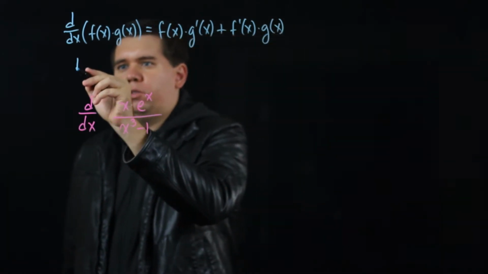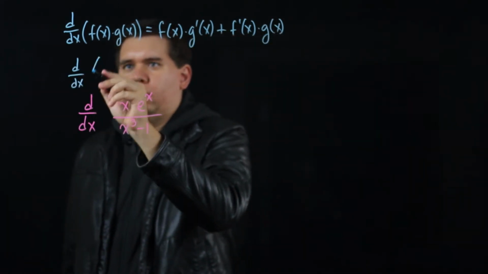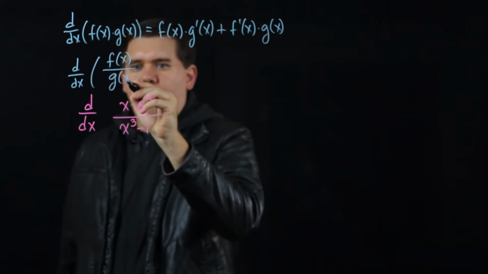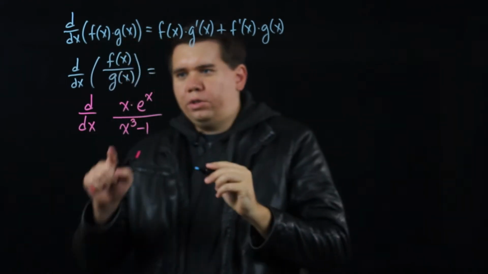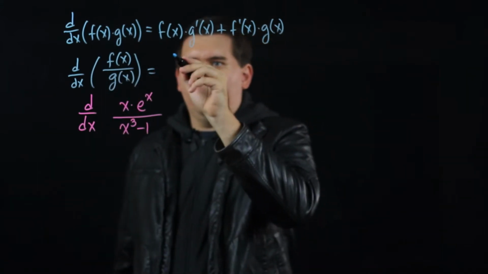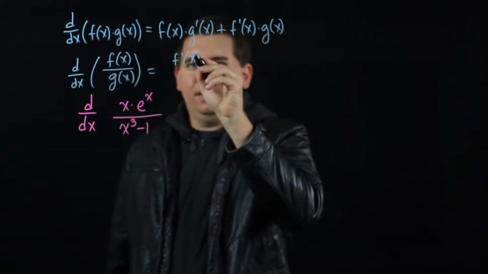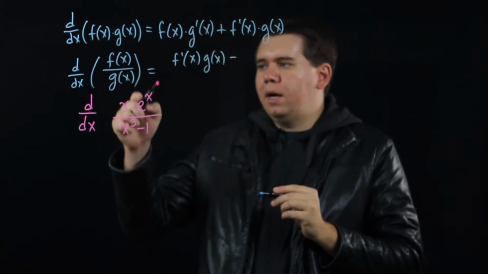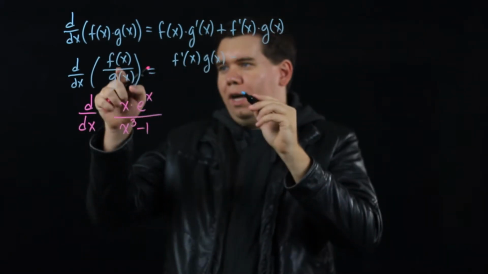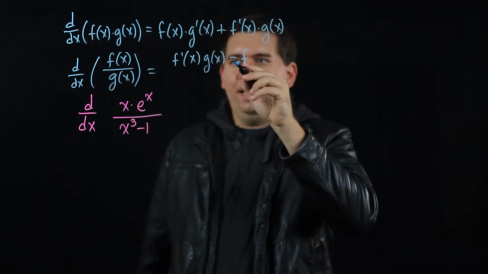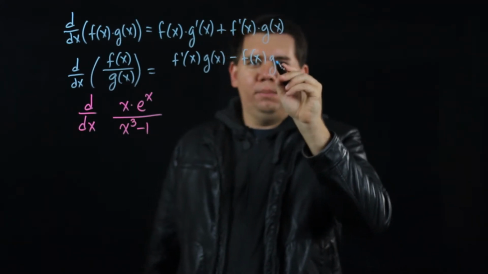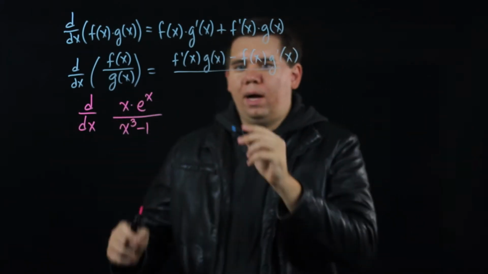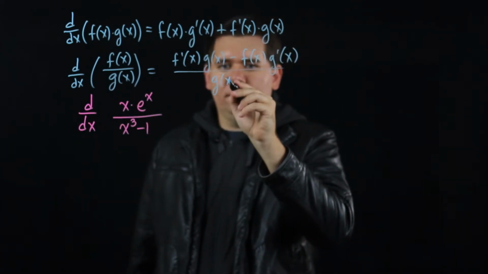And if you want to find the derivative of a quotient, f of x divided by g of x, first you hold the bottom and you derive the top. So f prime of x times g of x, minus hold the bottom, derive the bottom. Hold the top, derive the bottom. So minus f of x times g prime of x all over the bottom squared, g of x squared.